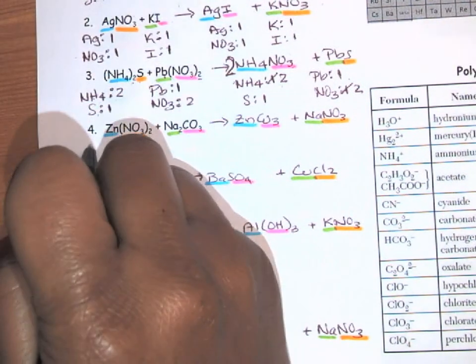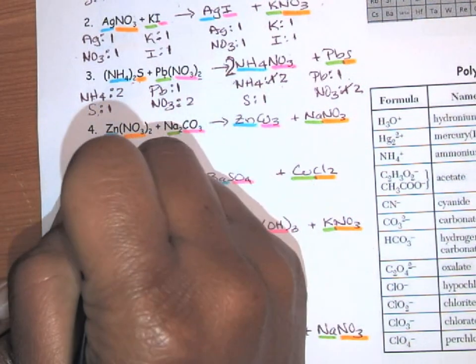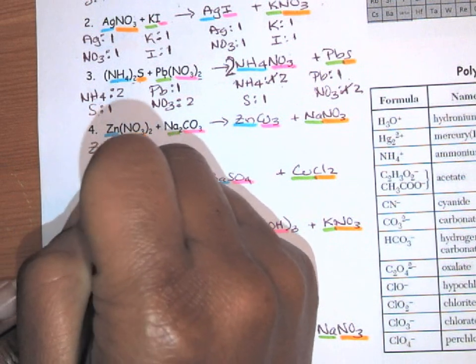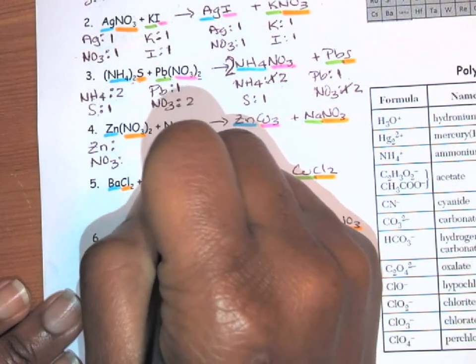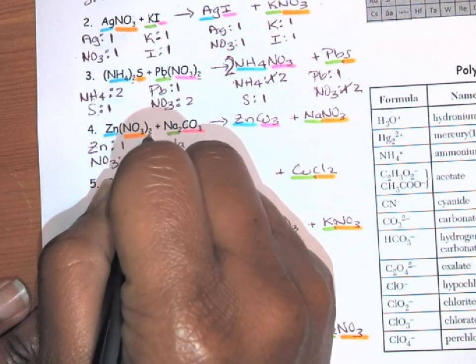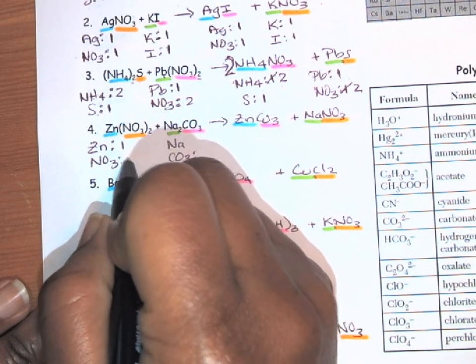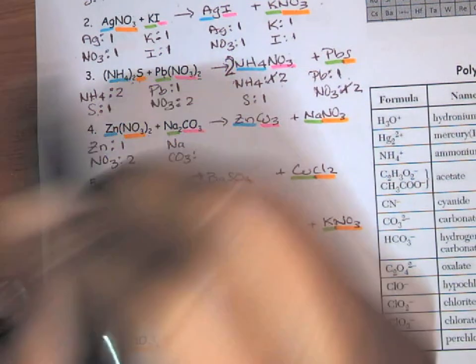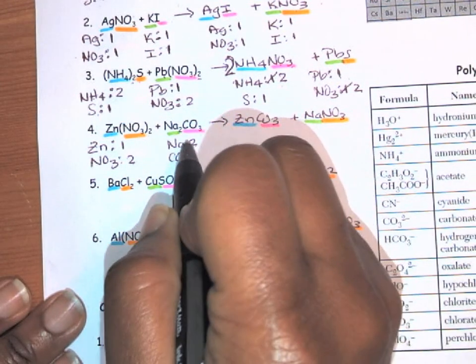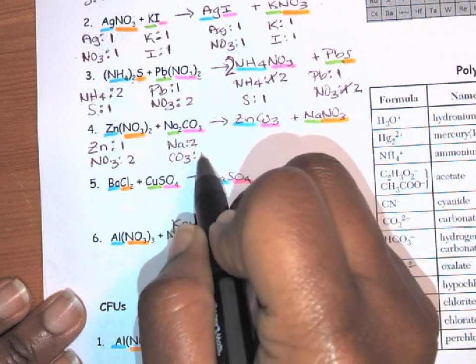So here, we're going to divide this into zinc nitrate and sodium carbonate. I have 1 zinc. I have 2 nitrates because there's a parentheses outside that nitrate. I have 2 sodiums. That subscript outside the sodium tells me that. And I have 1 carbonate.